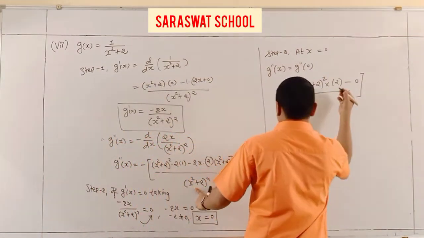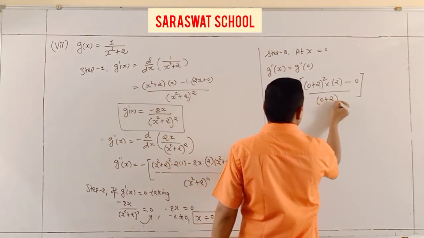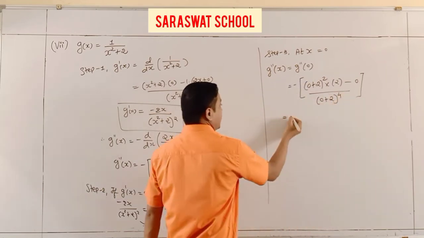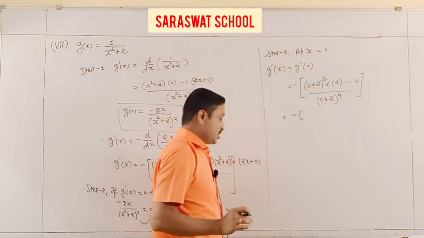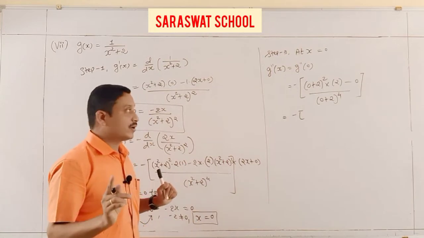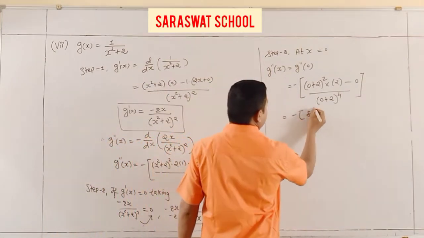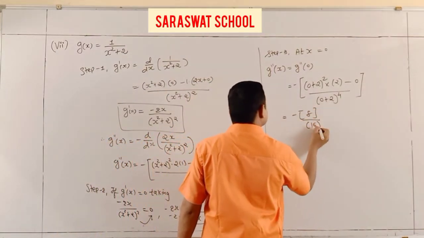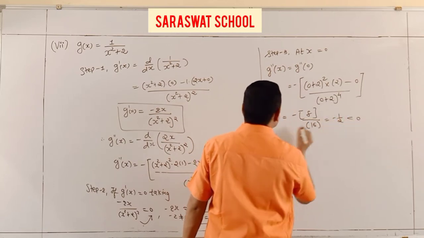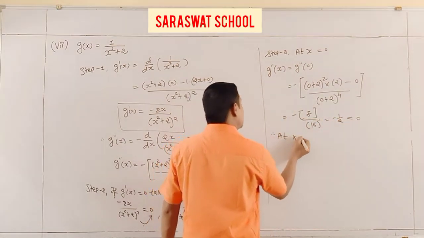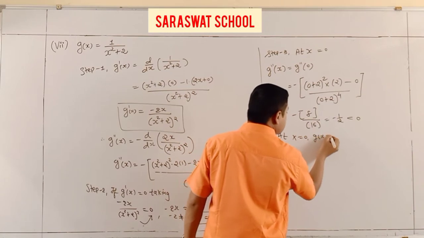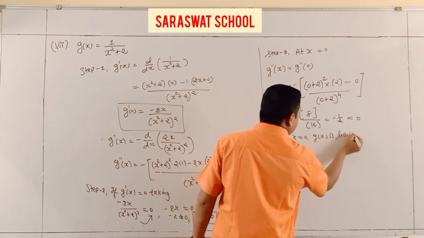And the last value: (0 plus 2) whole square raised to the power 4. So what is my answer? 2 square is 4, and 4 twos are 8. Yes, by 2 square, 2 is 2, 4, 16, minus half, which is less than 0. So confirmed: at x is equal to 0, g of x is a local maximum.